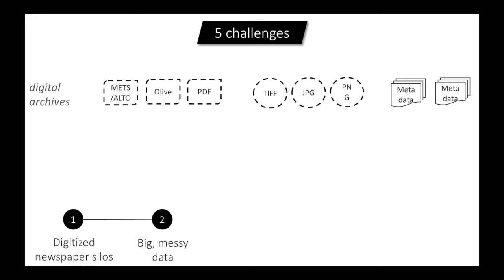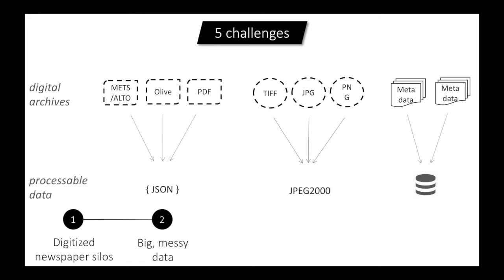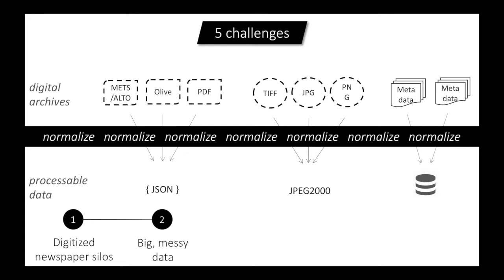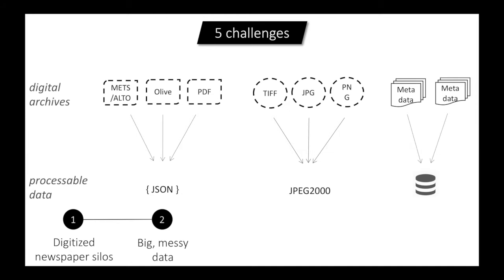We first have the output of the OCR, which comes in different formats. Then we have the image scans, which also come in different formats. And finally, some metadata, again in different formats. So the first thing that we have to do is to transform this digital archive into processable data in order to be able to process it at scale. So what we do is that we normalize, meaning we try to bring things to a common representation, and we need to keep in mind that each time we normalize, we are at risk of losing data.